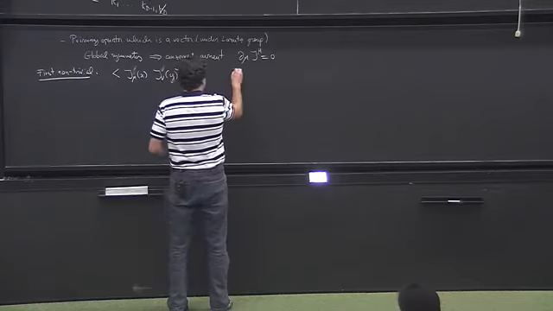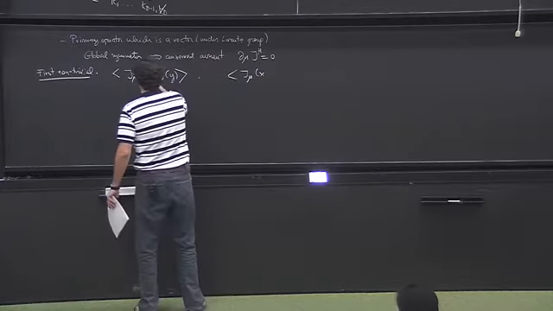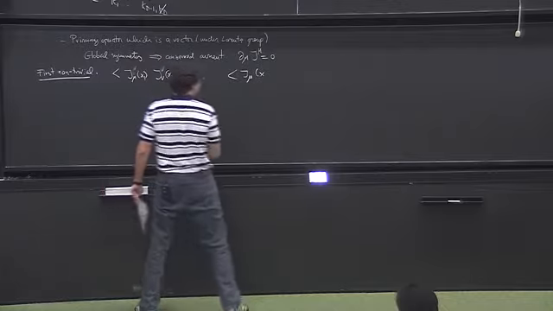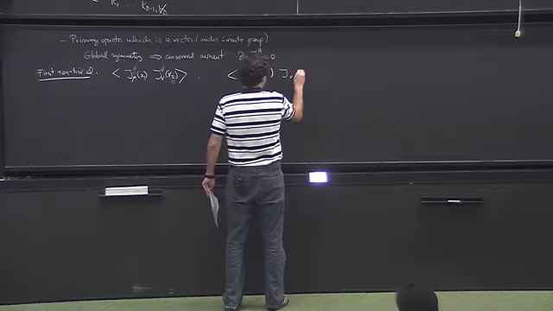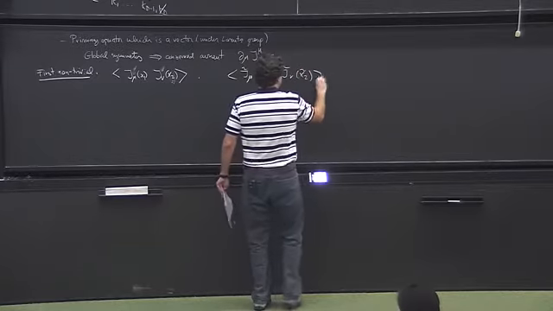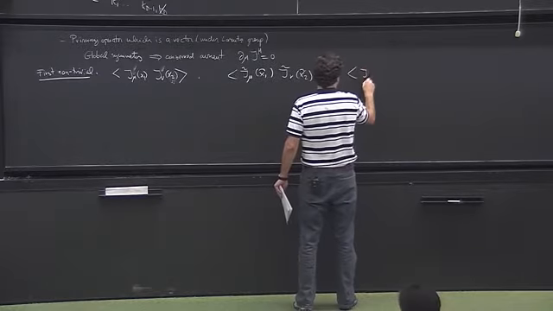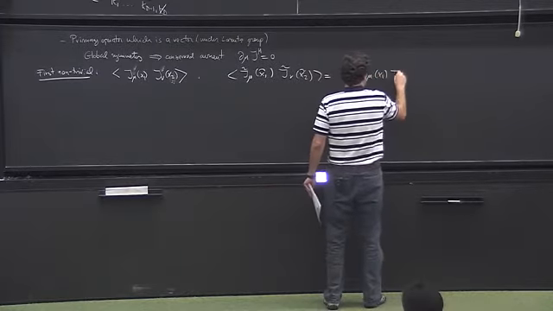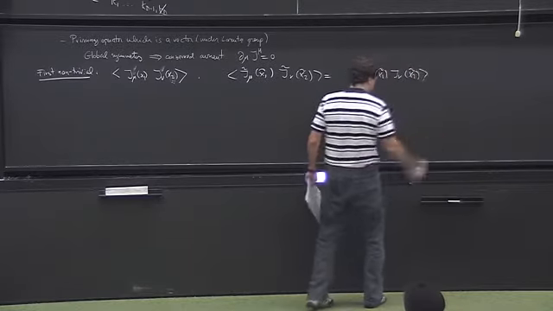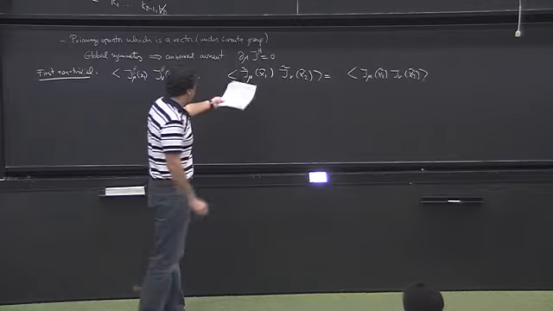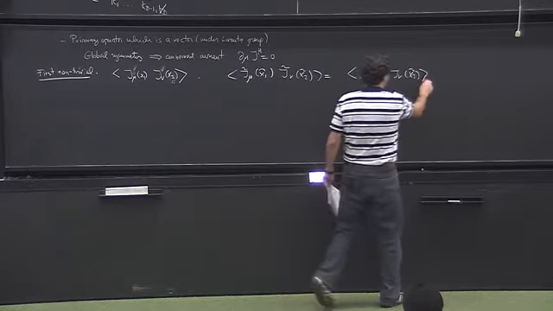So what was the logic? Let me try to use consistent notation. I think I was using this notation yesterday. So we want to study this equation. This is the statement that the two-point function is conformal invariant.